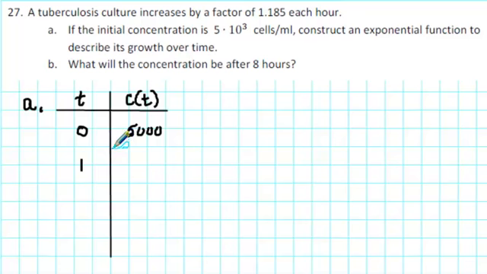What is the concentration after 1 hour? Well, it says that the culture increases by a factor of 1.185 each hour. So what we'll need to do is to take 5,000 and we'll need to multiply that by 1.185.